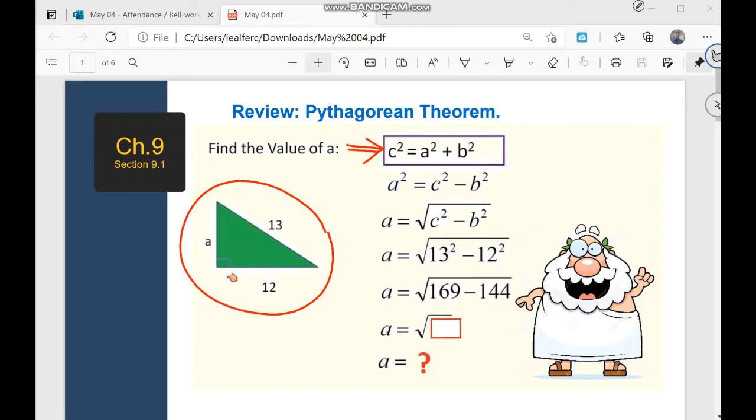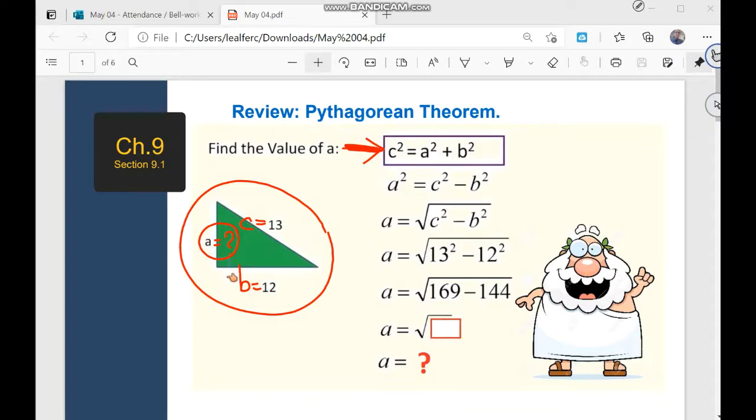And what's missing here on this triangle? We have the hypotenuse, the longest side, equal to 13. We have one of the legs, equal to 12. But the other leg is missing. We need to find one of the legs, right? So we can apply the Pythagorean theorem.